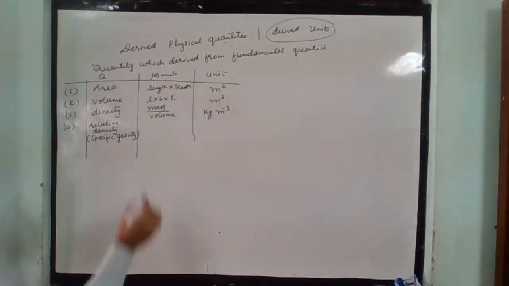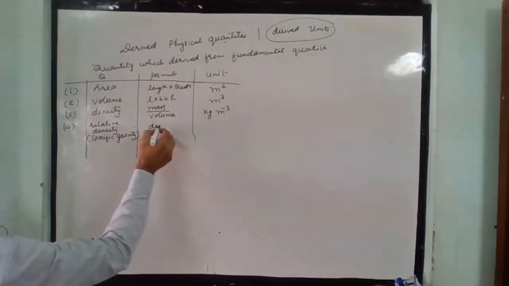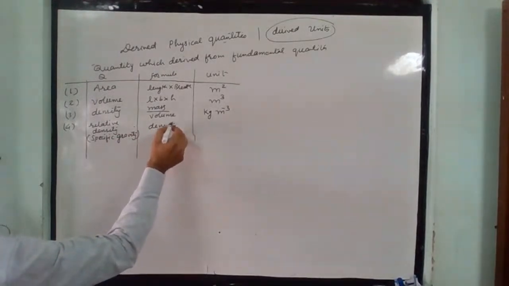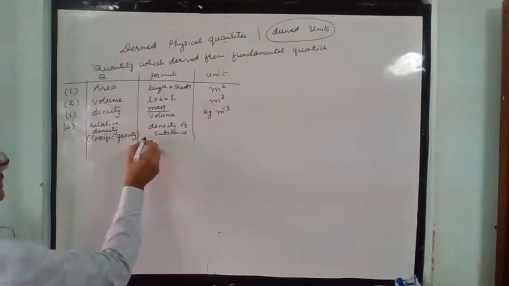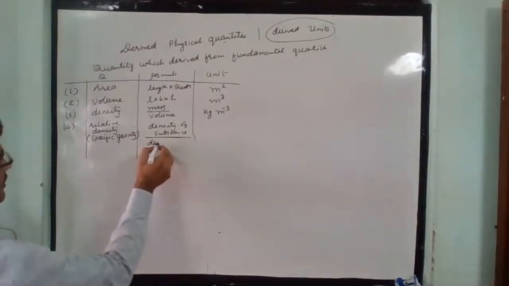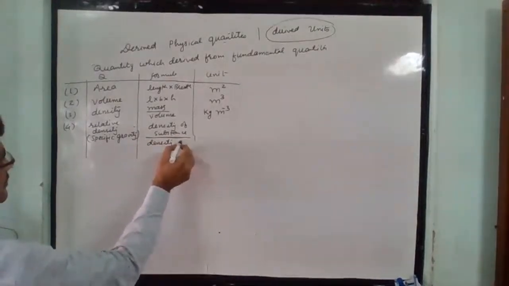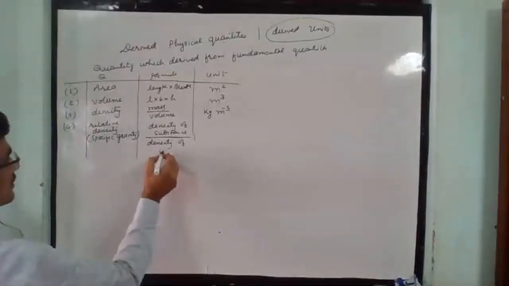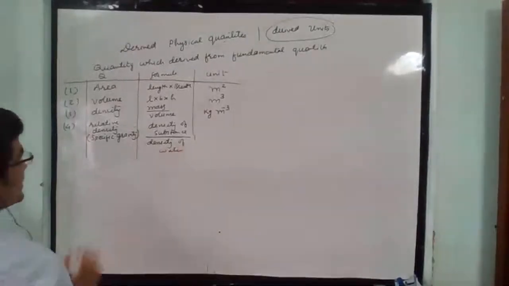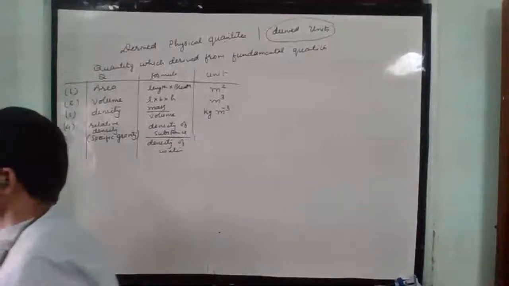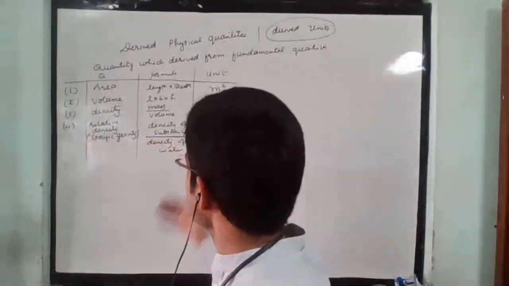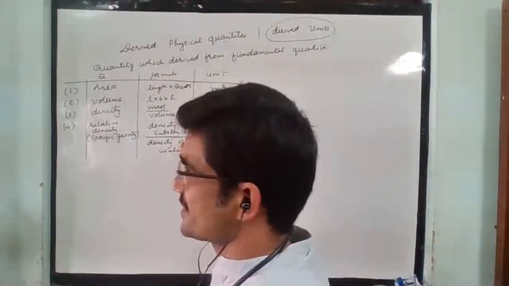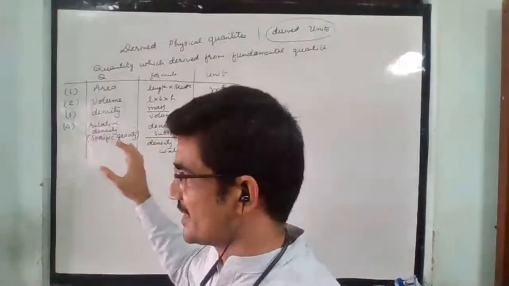Okay, so that is density of the substance divided by density of water. This ratio is called relative density or specific density.